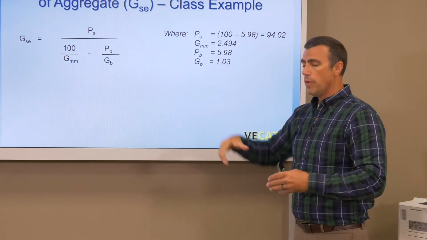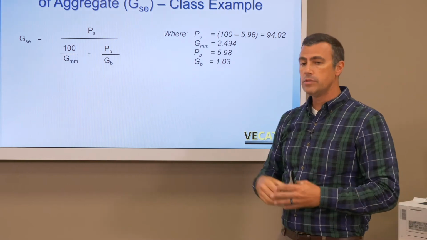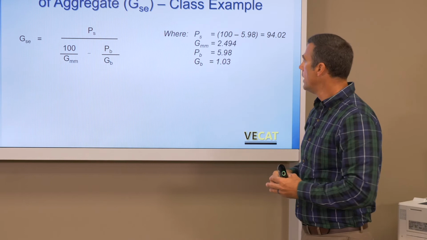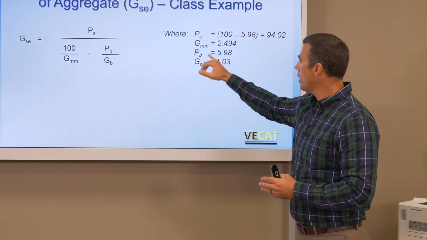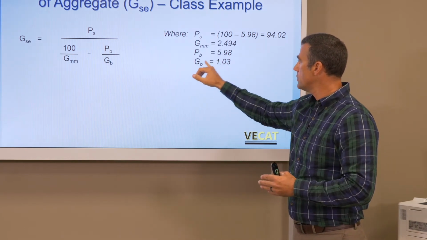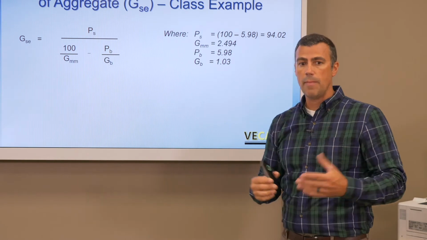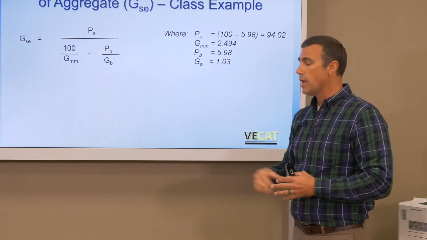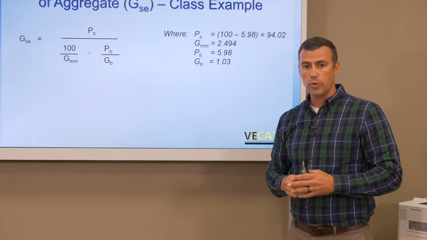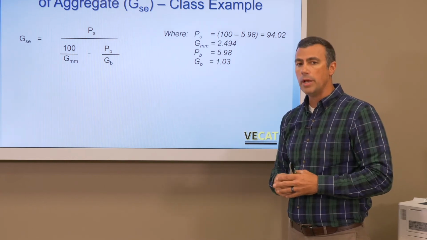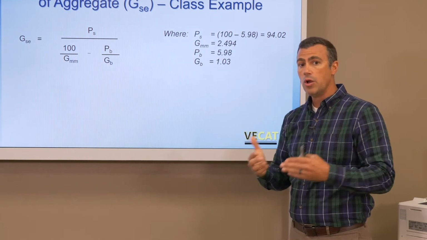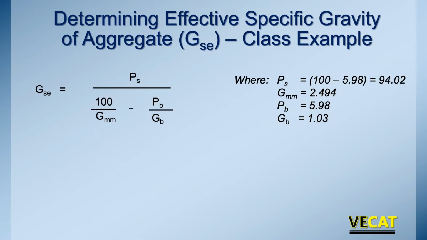Also, for the GMM, we ran a maximum specific gravity test, and from that test, we got a value of 2.494. And then finally, because we're working with a mix that has binder in it as well, we need to know the gravity of that binder. A very standard value for specific gravity of liquid asphalt is 1.03. And that's going to be pretty common until you get to some asphalts that are either very heavily modified or have some other products in them that may change that value.